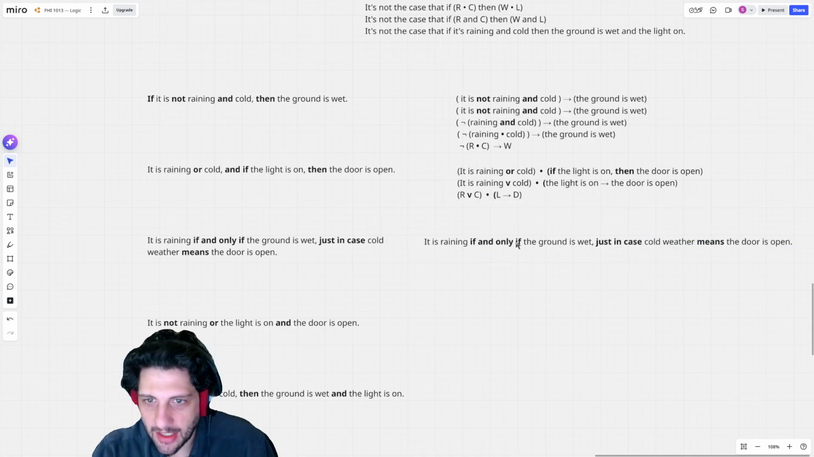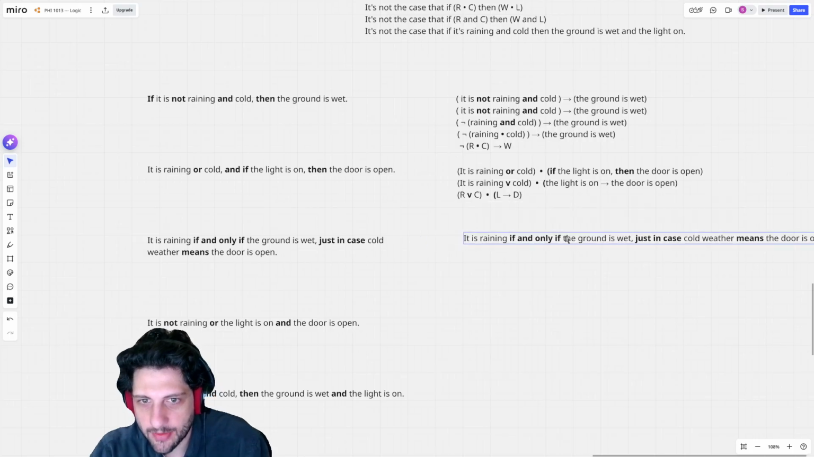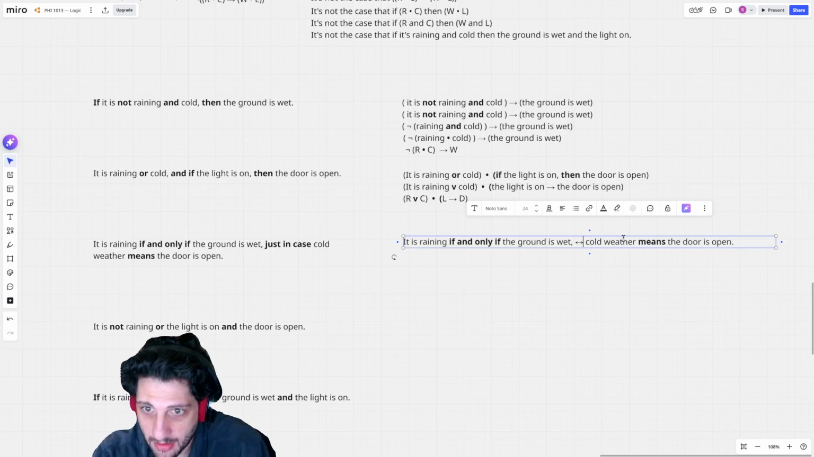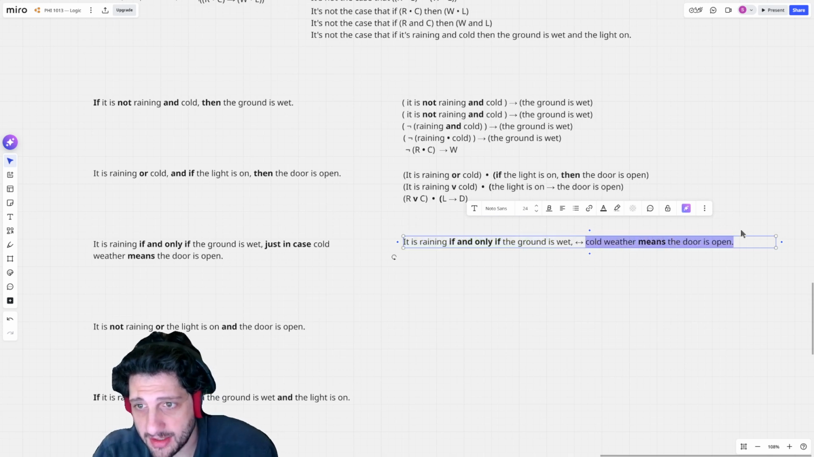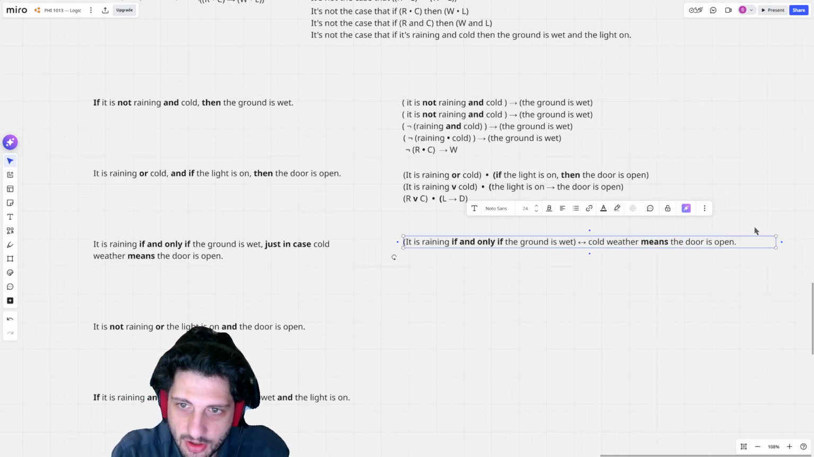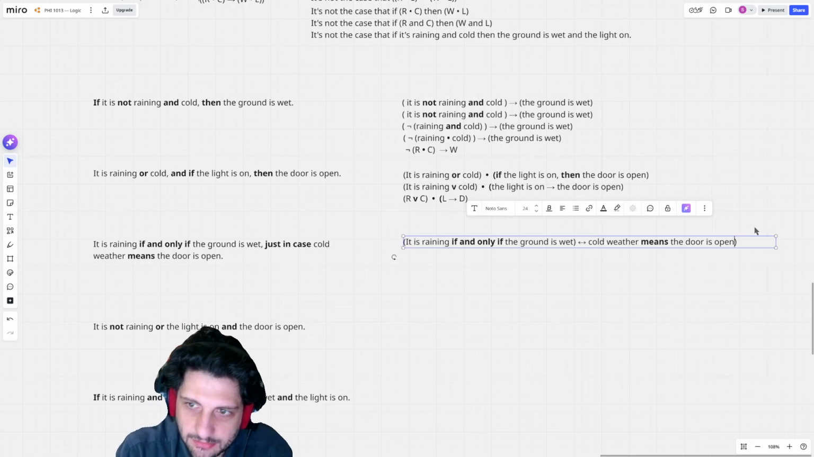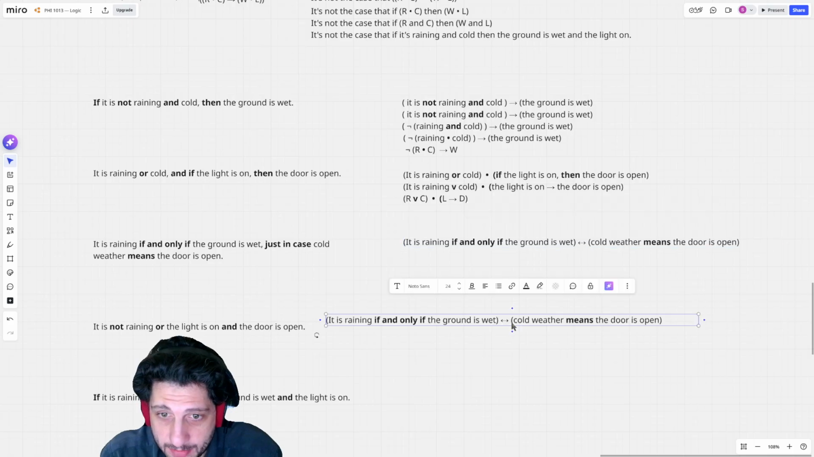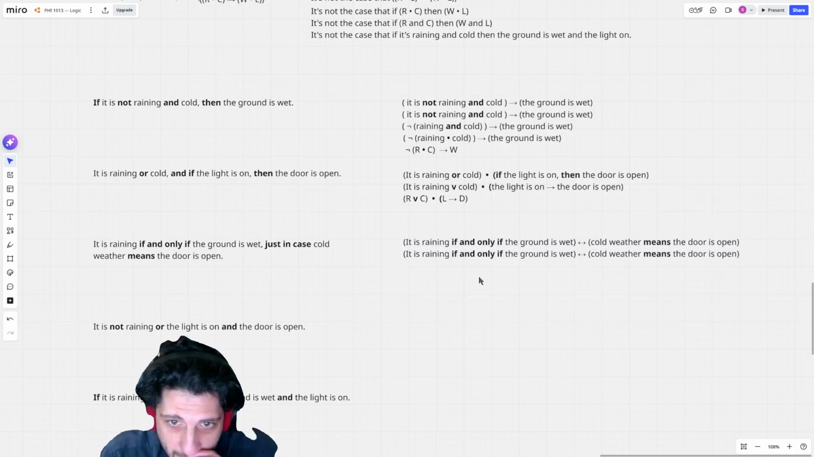So in this case, we need to identify this main operator, this just in case, right? Because we're saying this rule, it is raining if and only if the ground is wet, is true just in case this rule is true, that cold weather means the door is open. So now we have our left and our right side. And now we're just going to dig deeper, just like we always do, and work out what's going on inside.